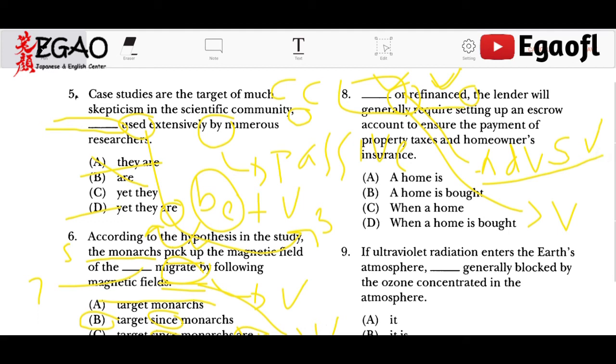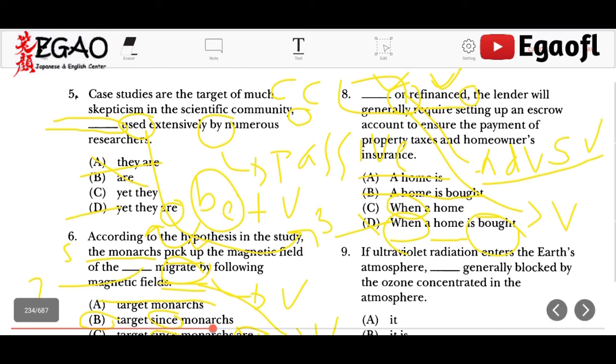Let's take a look at option A. A home is. That is subject and verb, but not the adverb. A home is both. There is subject and the verb, but not the verb again. When a home, that's correct, there is when a home, but there is no verb. So the right answer will be D. When is the adverb, a home is the subject, and is both is the verb.